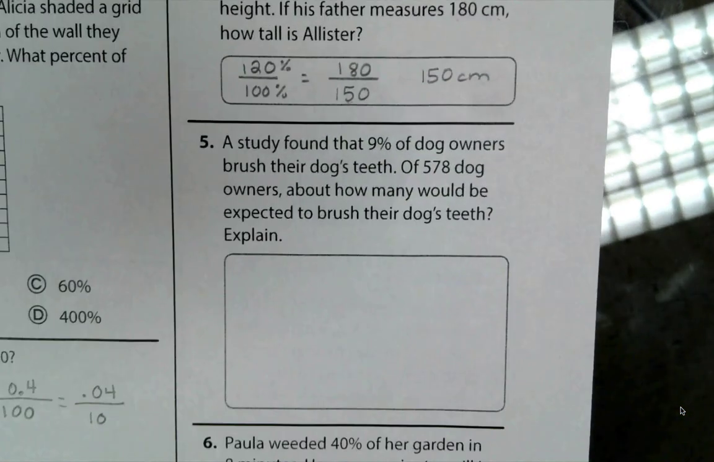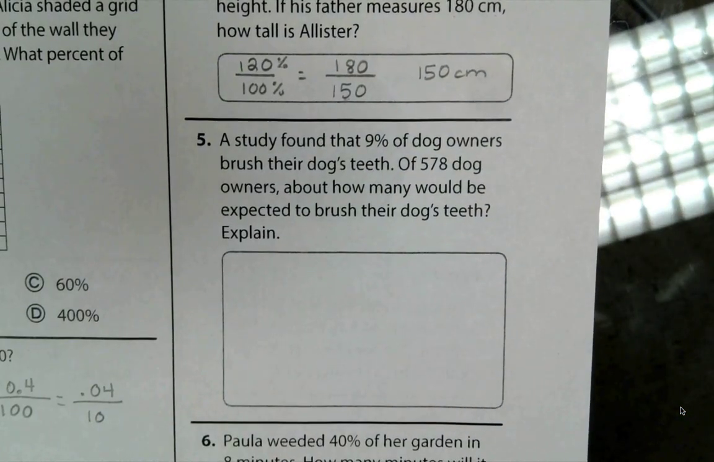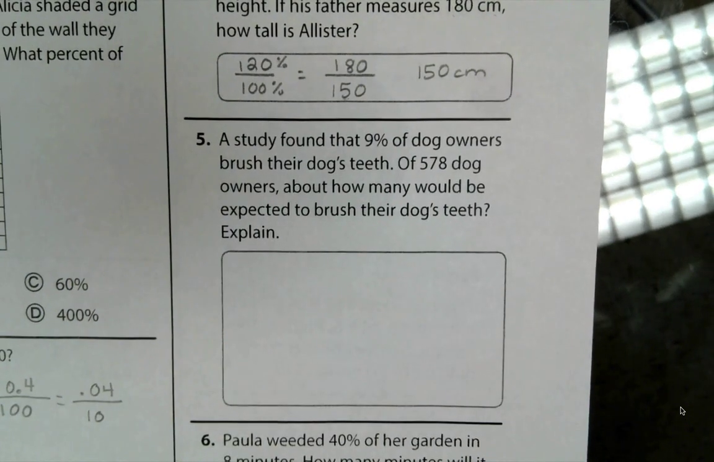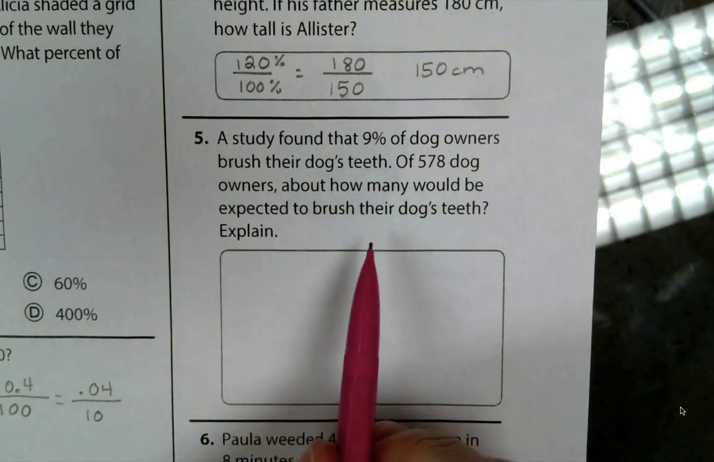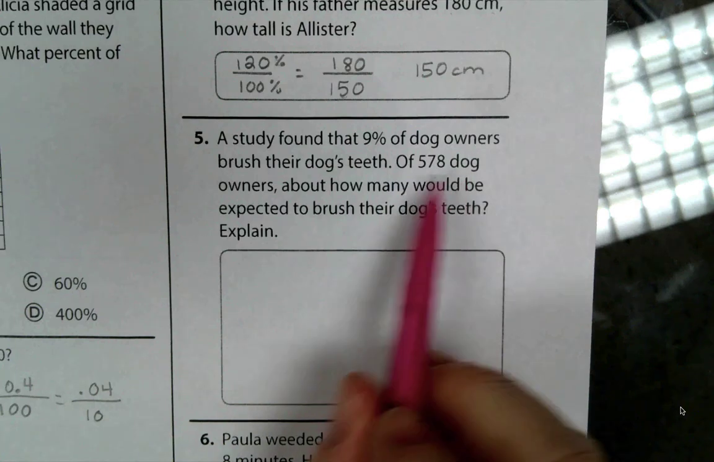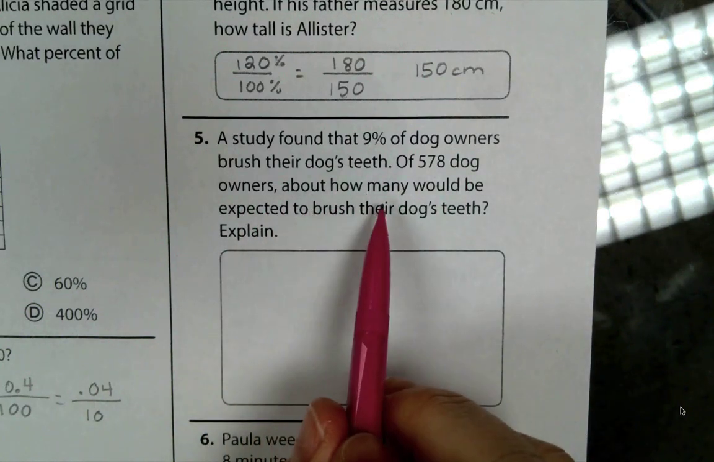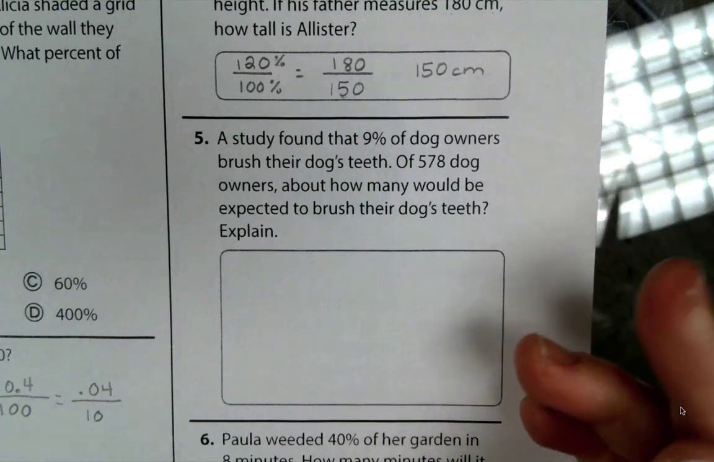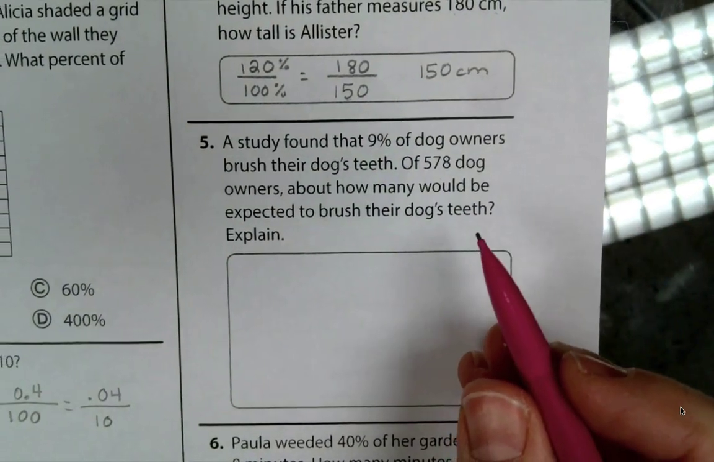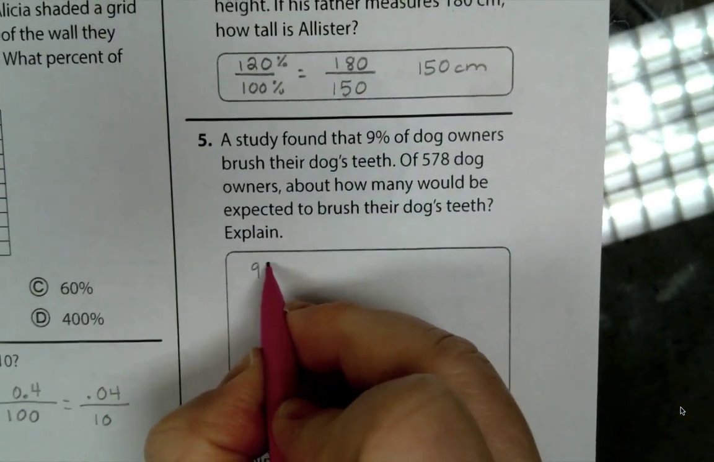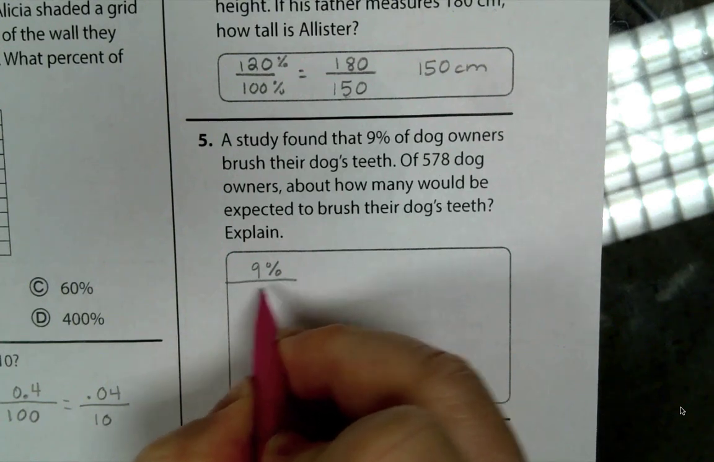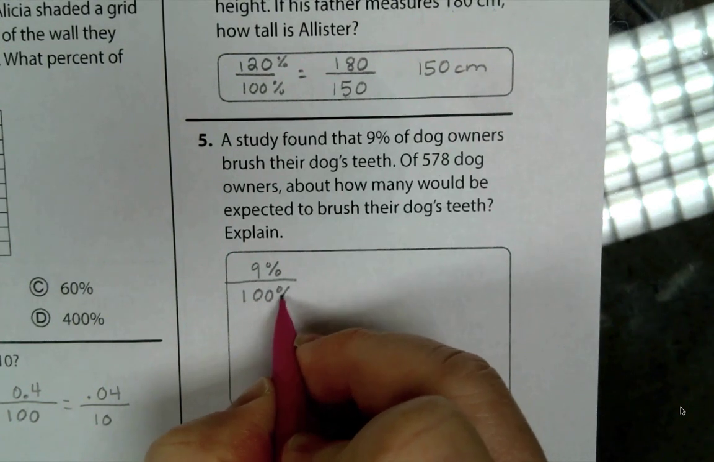Okay. A study found that 9% of dog owners brush their dog's teeth. Of 578 dog owners, about how many would be expected to brush their dog's teeth? So let's write what we know. Percent to 100. I have 9% to 100%. Okay.